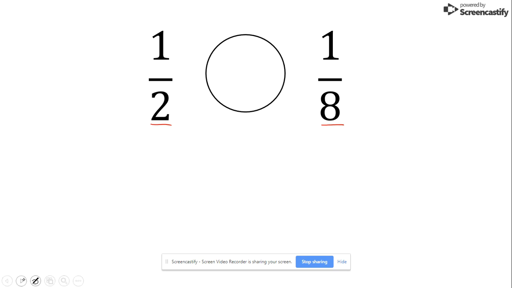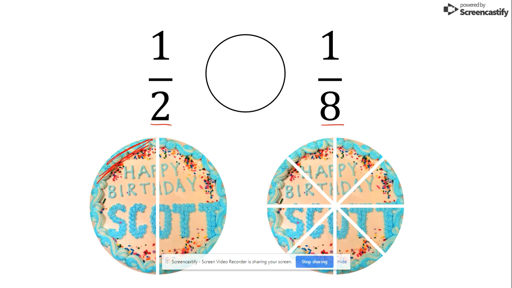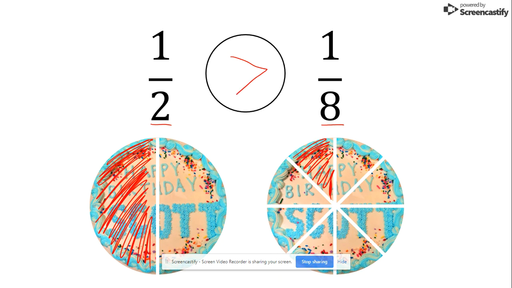Let's take 2 cakes. They're both the same shape and the same size. I'm going to cut the one on the left into 2 equal pieces. And the one on the right, I'm going to cut into 8 equal pieces. Since I'm comparing 1/2 and 1/8, I'm going to shade in 1 out of the 2 pieces of cake on the left and 1 out of 8 pieces of cake on the right. I can see that the piece on the left is much bigger than 1 out of 8 pieces of the cake on the right. So I would say that 1/2 is greater than 1/8.